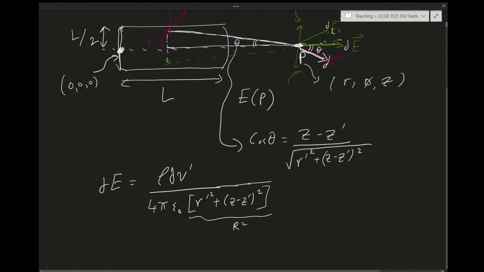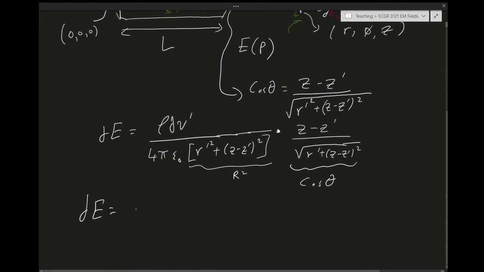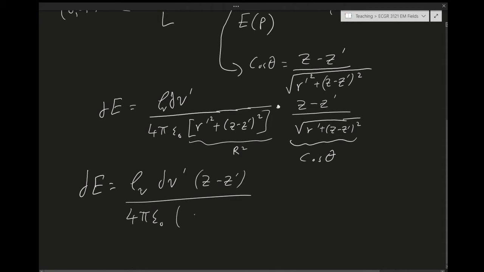Now this is the field E1, but I want to find the field in the z direction, so I need to multiply it by cosine theta. What is cosine theta? Cosine theta is this thing up here, z minus z prime over the square root of r prime squared plus z minus z prime squared. So I end up with dE equals rho v, this is a volume charge density, rho v dv prime, z minus z prime over 4 pi epsilon naught. Here I have a square root squared times another square root, so this becomes square root cubed, which is power 3 over 2. So I end up with r prime squared plus z minus z prime squared to the power 3 over 2.